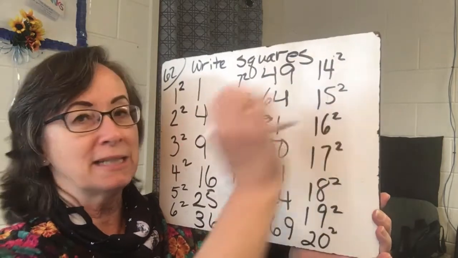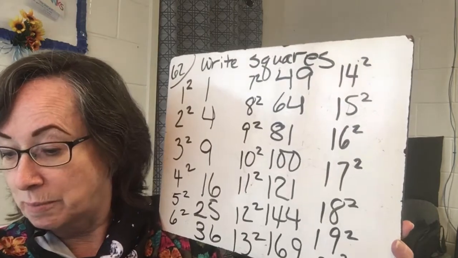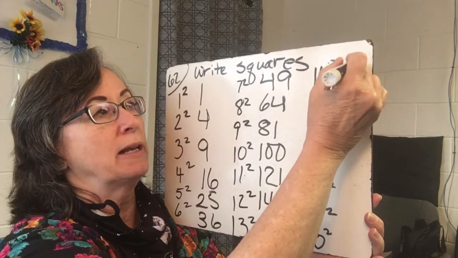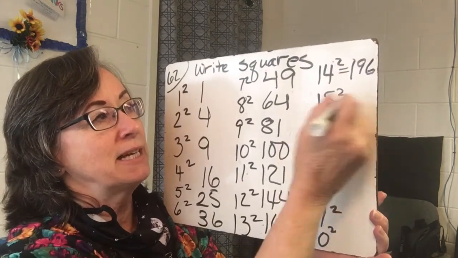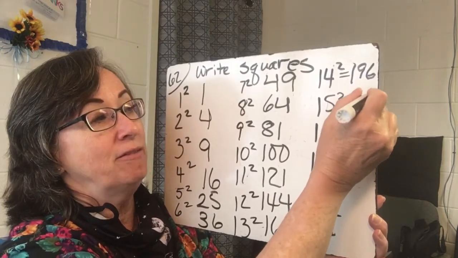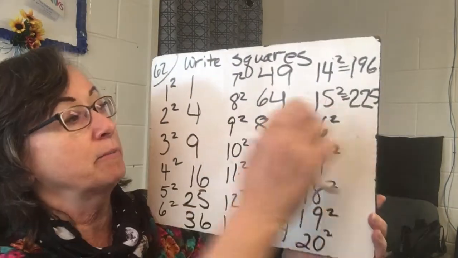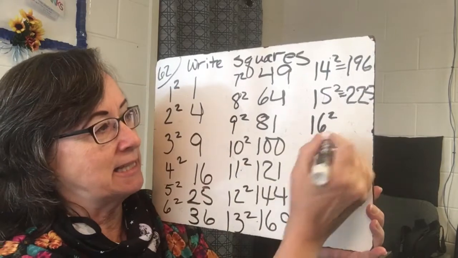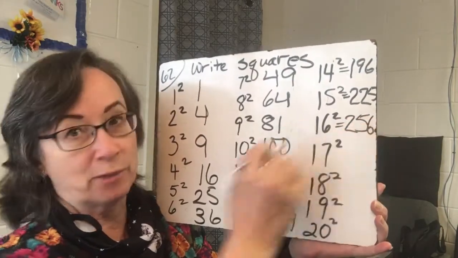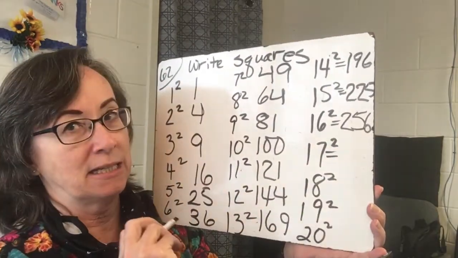169. 14 times 14 is one that I've got to go look at because I don't remember. This is one I need to memorize. 14 times 14 is 196. 15 times 15 is 225. I'm pretty sure. I'm going to check it though just to make sure that I got it right, and I did. 16 times 16, I'm pretty sure is 256, but I'm going to check it just to make sure. Yep, that's right. 17 times 17.